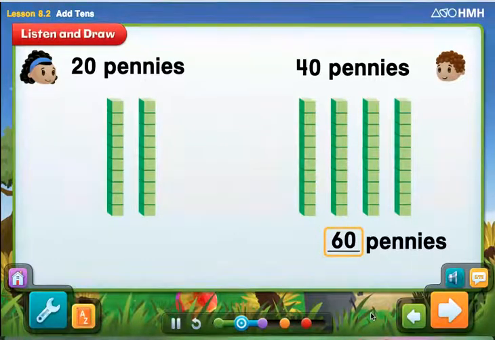Notice that there are no ones in the number 60. Think about why. There are two tens and no ones in 20. There are four tens and no ones in 40. So the answer has six tens and no ones.